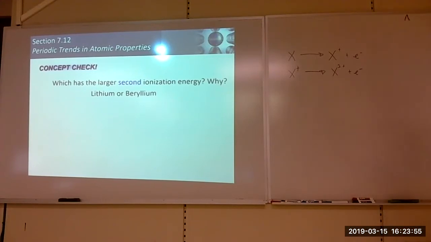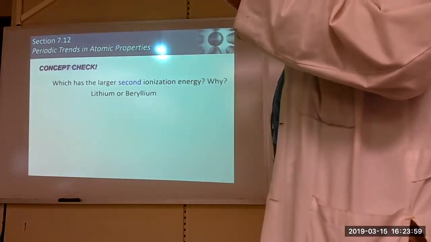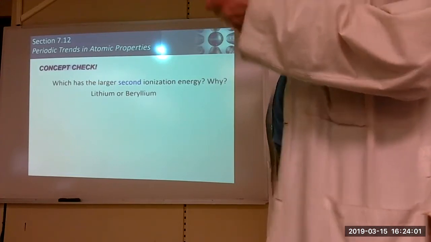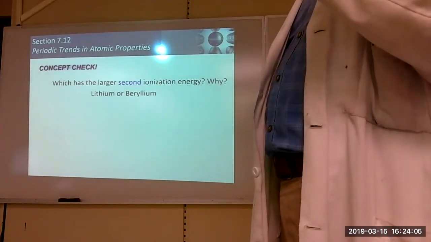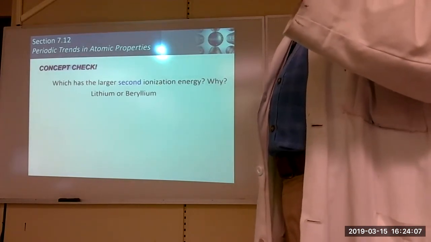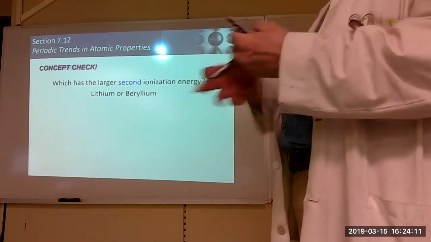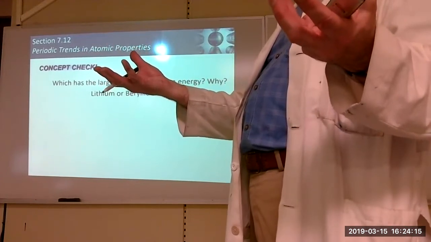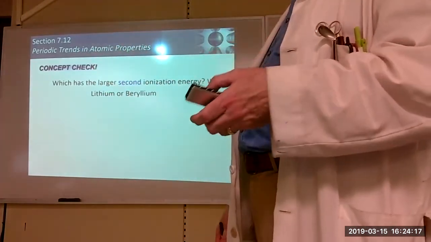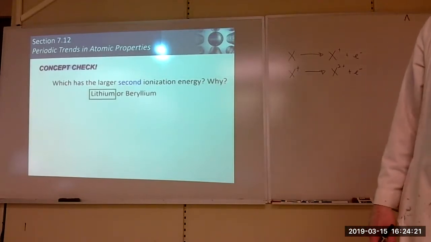How about second ionization energies for these? Lithium and beryllium. Lithium only has one valence electron, so its second ionization energy is going to be sky high. You're getting into the core. But the second ionization for beryllium is still removing a valence electron, so it's going to be lower. So lithium should have the highest second ionization energy.